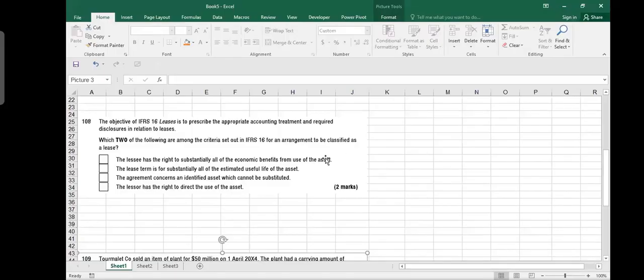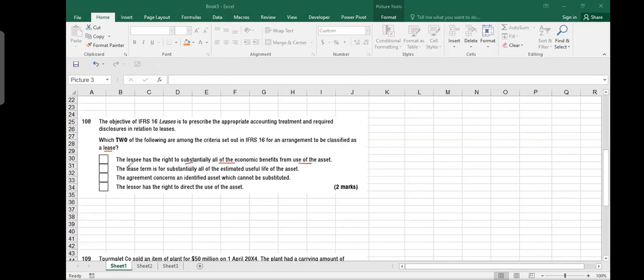Okay, 108, it's a theoretical question. It says the objective of IFRS 16 Leases is to prescribe the appropriate accounting treatment and required disclosures in relation to leases. Which 2 of the following are among the criteria set out in IFRS 16 for an arrangement to be classified as a lease? So what are the arrangements? So the lessee has the right to substantially all of the economic benefits from use of the asset.